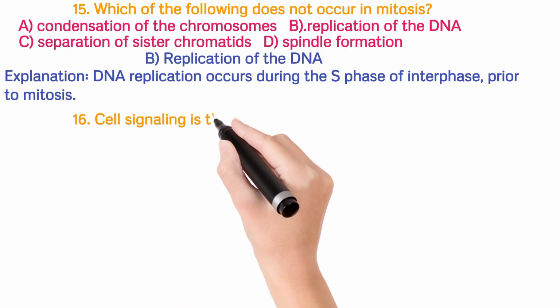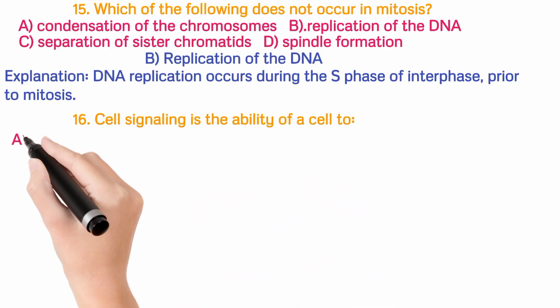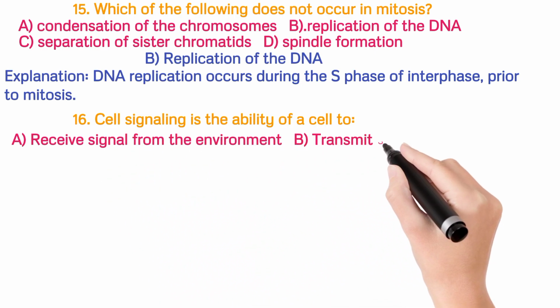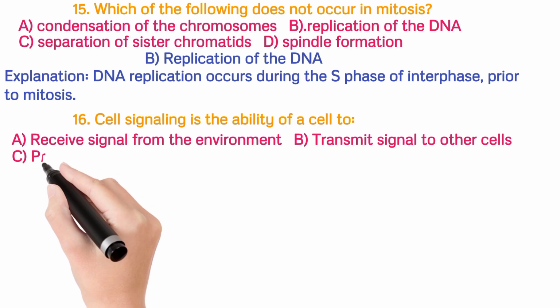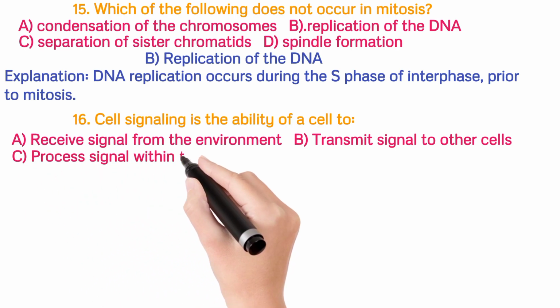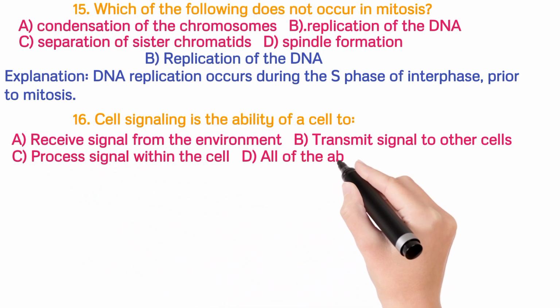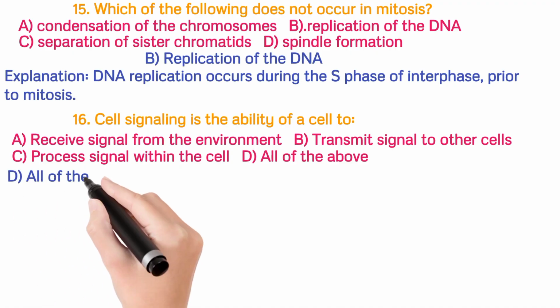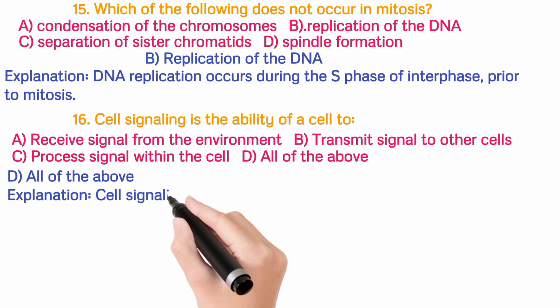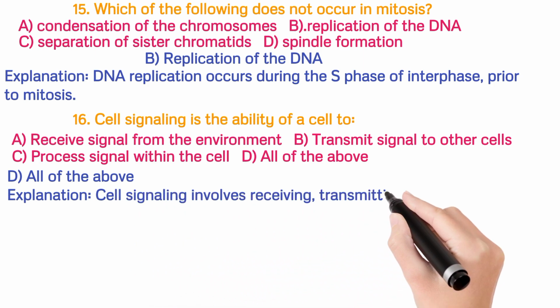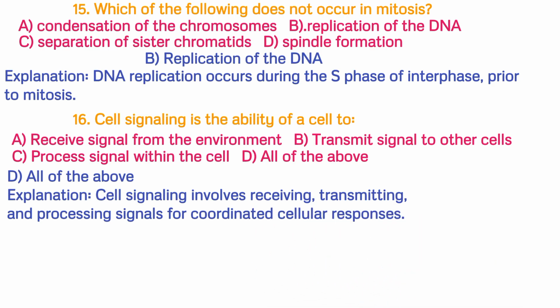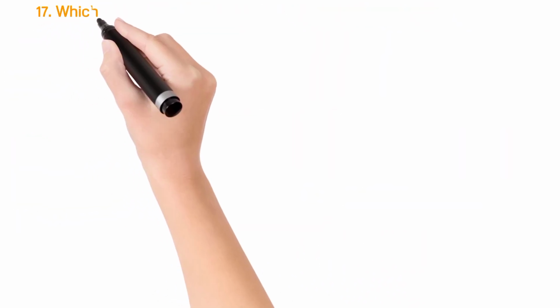16. Cell signaling is the ability of a cell to A. Receive signal from the environment. B. Transmit signal to other cells. C. Process signal within the cell. D. All of the above. And the correct answer is D. All of the above. Explanation: cell signaling involves receiving, transmitting, and processing signals for coordinated cellular responses.